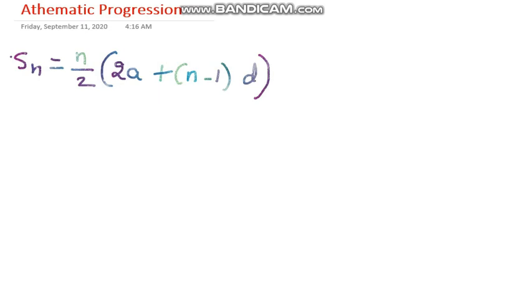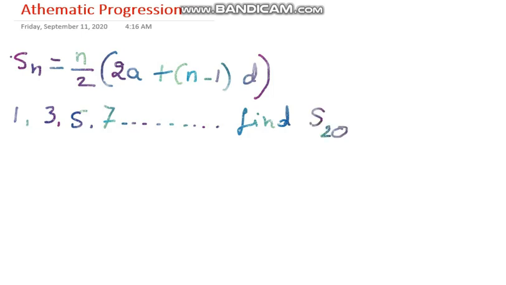I have taken one example. If the arithmetic progression is 1, 3, 5, 7 and so on, in this AP find S20. S20 means the sum of the first 20 terms of this arithmetic progression.